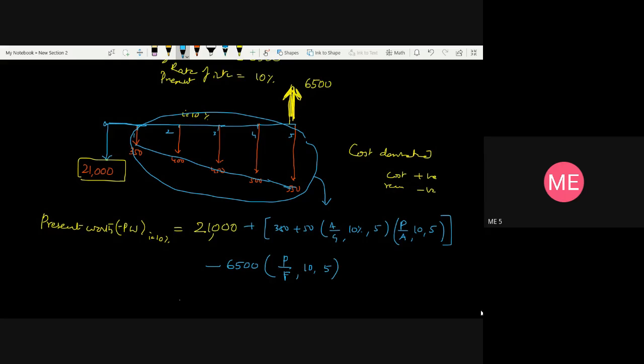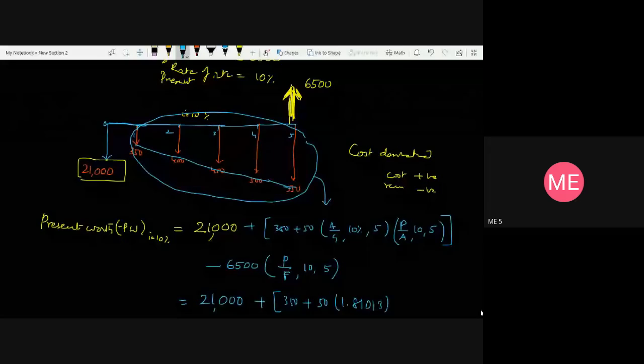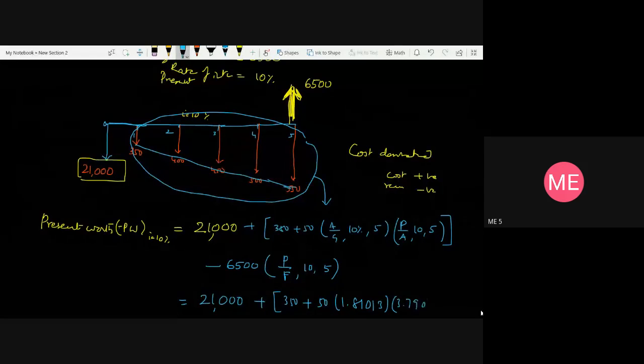So based on this equation, 21,000 plus 350 plus 50 into (A/G, 10%, 5). I can get the factors from the table. Let me check the 10% interest table for 5 years. The factor (A/G, 10, 5) is 1.81013, and then (P/A, 10, 5) is 3.79079.